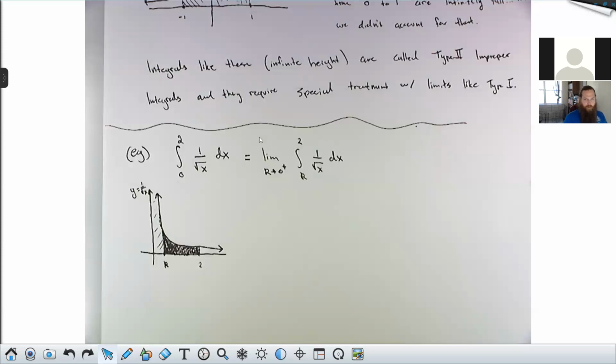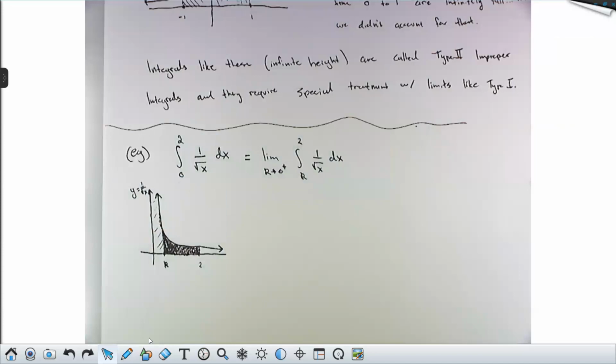Pause for a second here, make sure we're comfy with why this is the appropriate setup for this problem. Specifically the one-sided limit. Are we okay with that? All right, from here, everything is what you think it is.